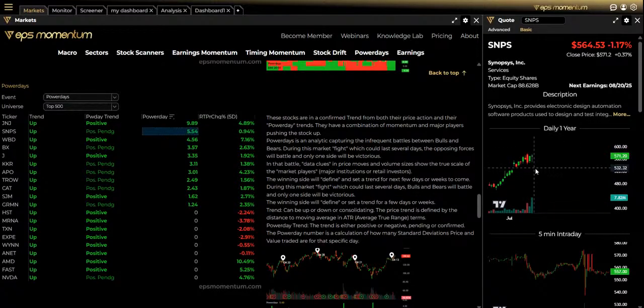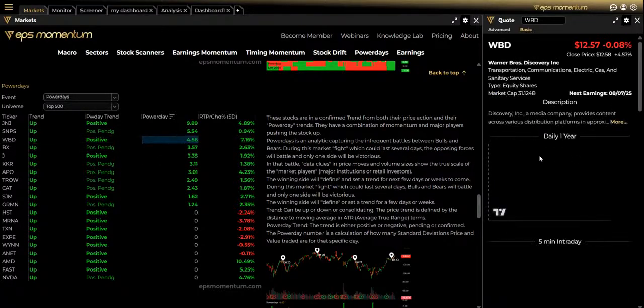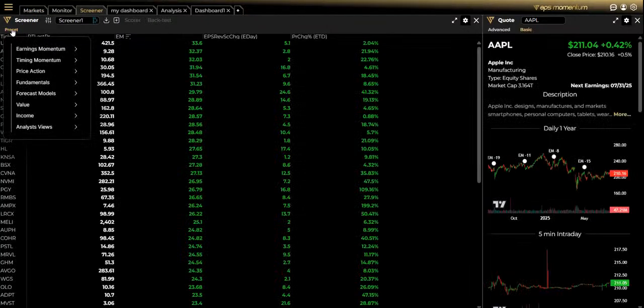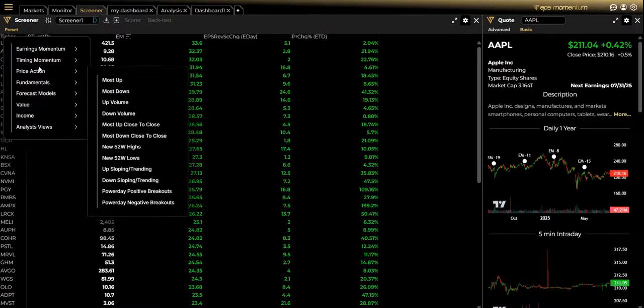It doesn't look like much, but it's enormous in terms of volume. So it's interesting to see how this evolves. WBD and so on, and you can see it there. Same thing, you have this search on the screener. You click on the preset, and then you would go to price action. So price action, we have Powerdays, positive and negative breakout.